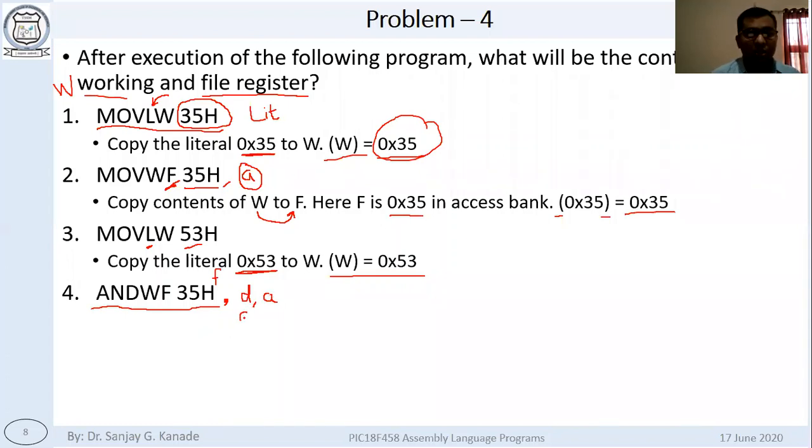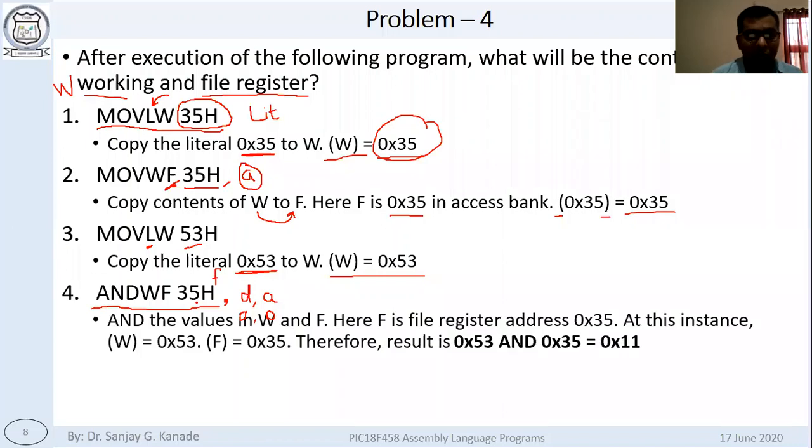What are these values given here? 0, 0, the default values. So what is this instruction going to do? It is going to AND the values in W and F. What is F in this case? F is 35H. A is 0 means 35H is in the access bank, it is the same register, right? Here F equal to 35H is the same register, and this instruction is going to perform an AND operation between the values.